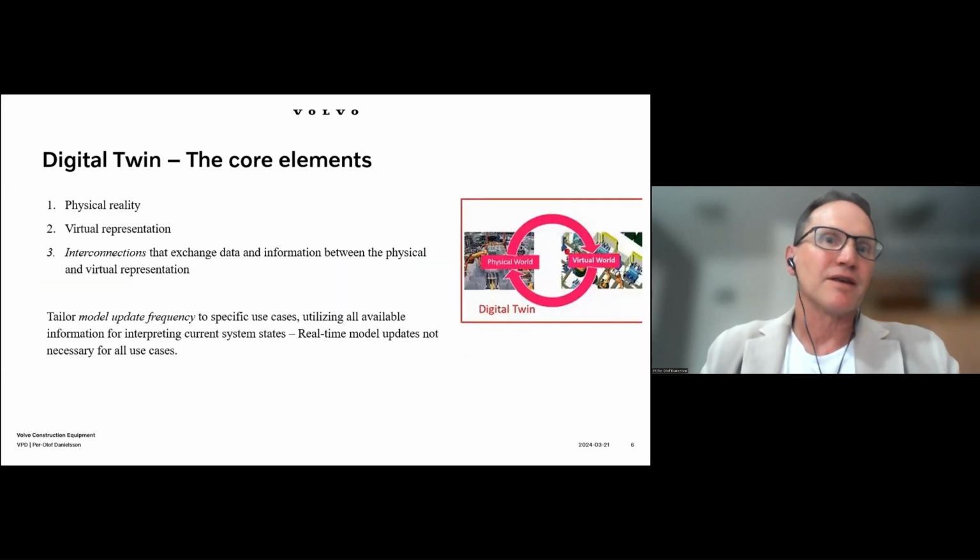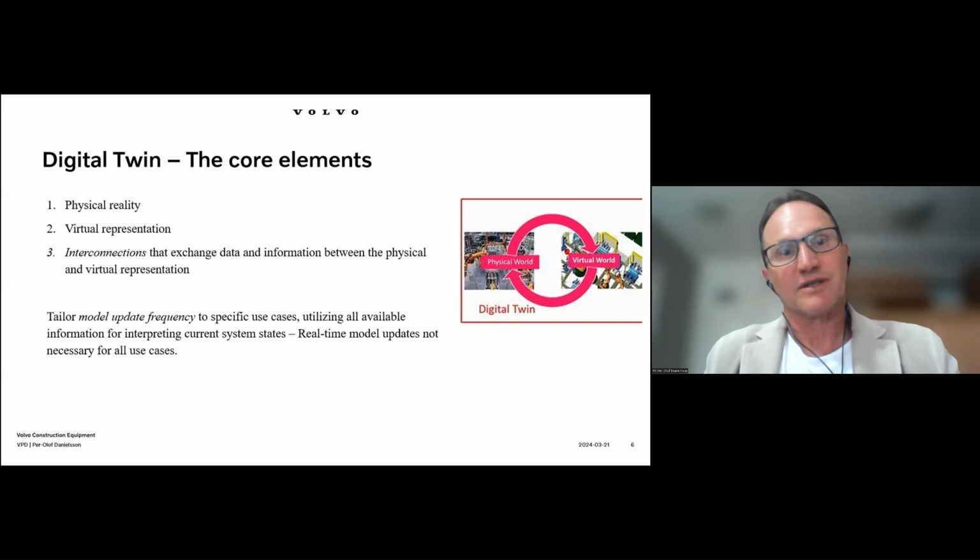The core elements of digital twins are that we have a physical reality. We have a virtual representation of this physical reality, including both the machine and the environment in which it is operated at the customers. And then we have a connection between the physical and the virtual worlds, where we exchange data in both directions.